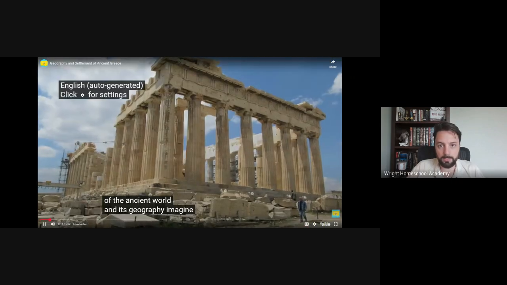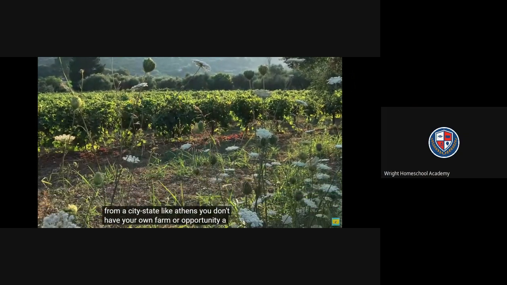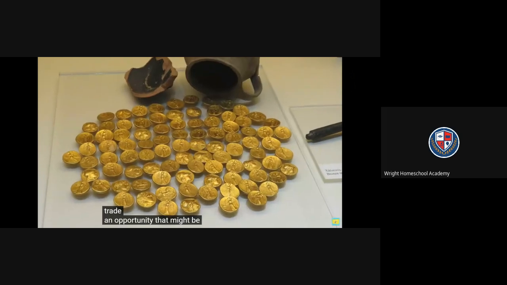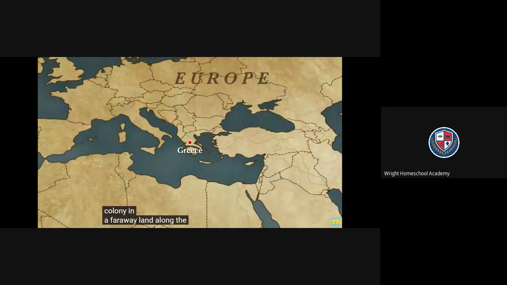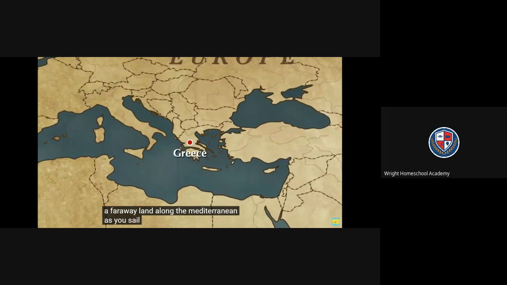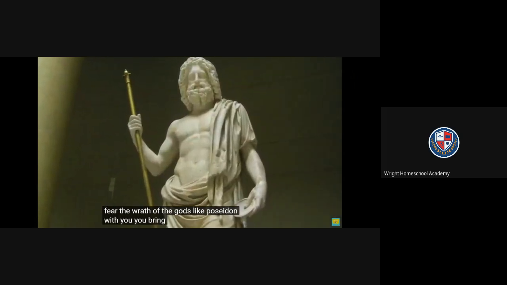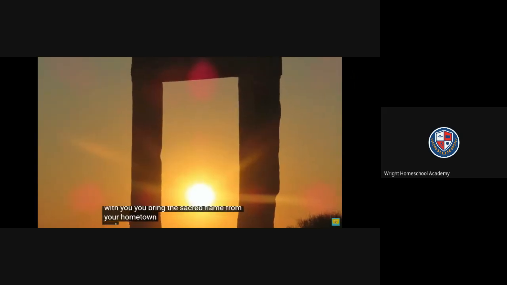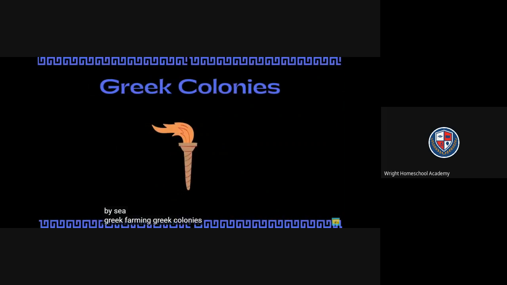Here we go. Imagine being a Greek from a city-state like Athens. You don't have your own farm or opportunity at trade. An opportunity that might be open to you is leaving with a ship and starting a colony in a faraway land along the Mediterranean. As you sail into the wine-dark sea, you fear the wrath of the gods like Poseidon. With you, you bring the sacred flame from your hometown and hope for a brighter future over the horizon. What adventures and dangers are ahead of you? This video covers Greek travel by land, Greek travel by sea, Greek farming, Greek colonies, and Greek trade.